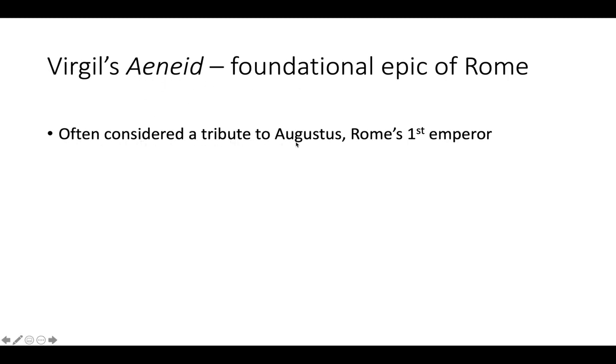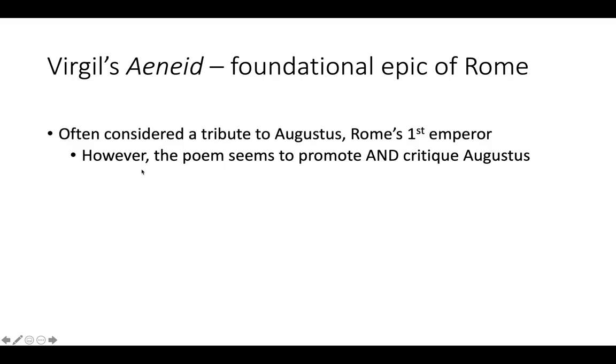It's often considered a tribute to Augustus, the first emperor of Rome. So this is Octavian, Julius Caesar's nephew, the first emperor. However, I will be arguing in this lecture and the next that the poem celebrates Augustus, but it also critiques him. So we'll talk about that, that this epic is not just a celebration. It's an epic of nation building, so literally the building of Rome as a nation. It's an epic of birthright. A birthright is rights that are natural to expect because you were born to have them.